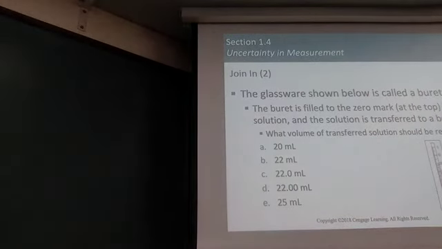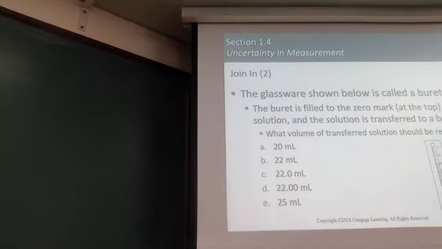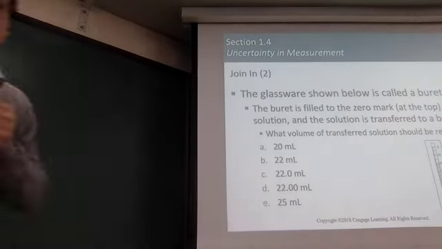2 and 2 is a certain digit. Then the question is how many uncertain digits? And there's actually usually just one number that we give. We only give one uncertain digit. So the right answer would be C in this case. We would just give 22.0. We just have one uncertain digit, which is the 0 in this case.